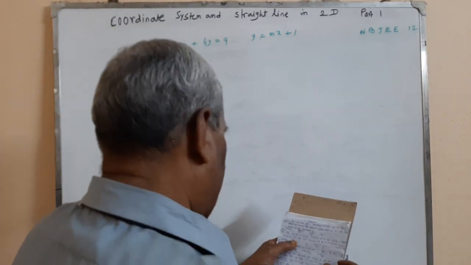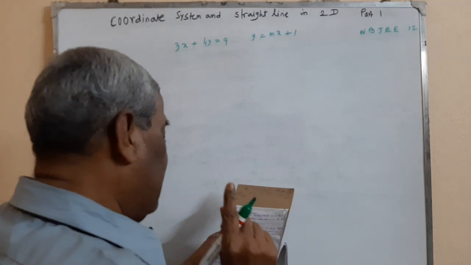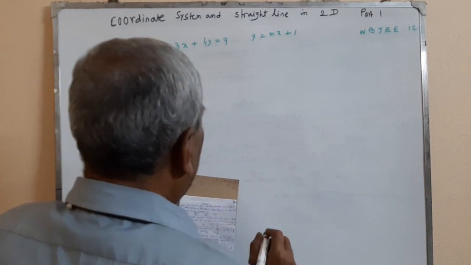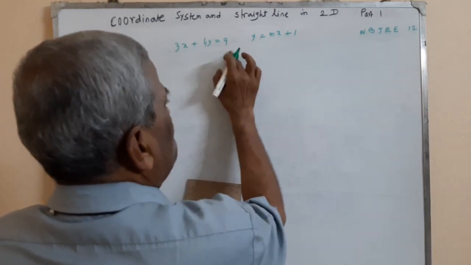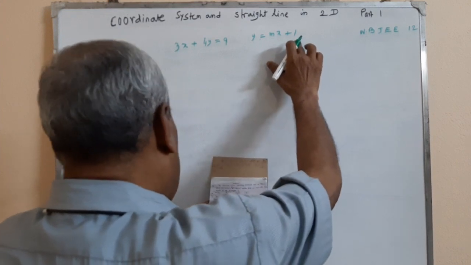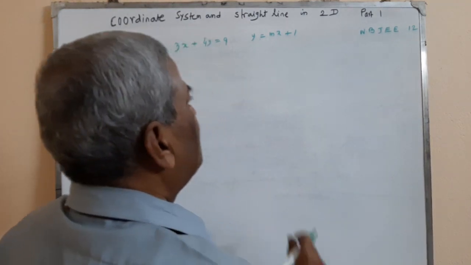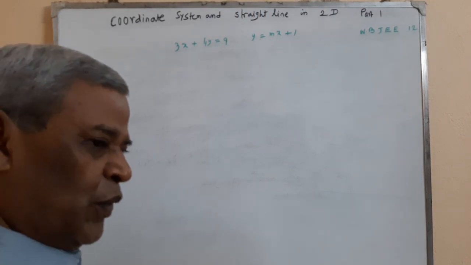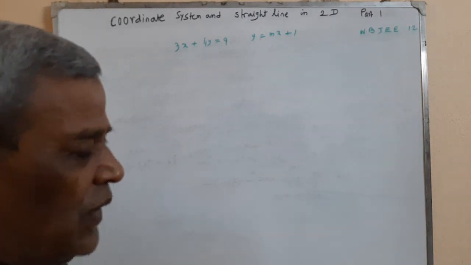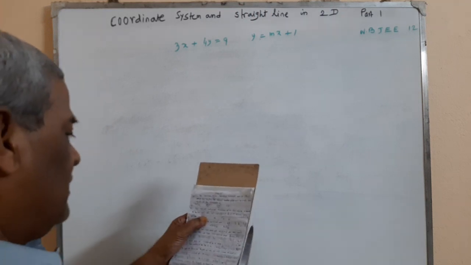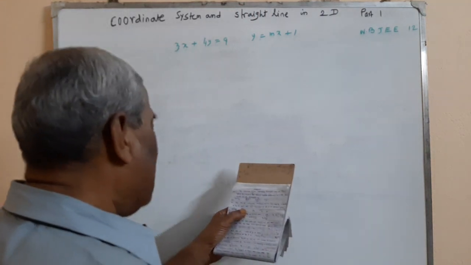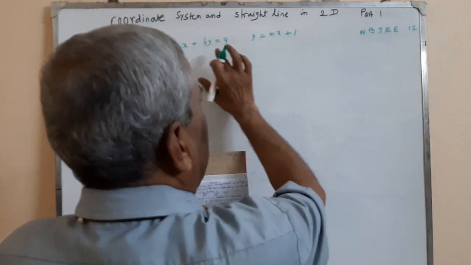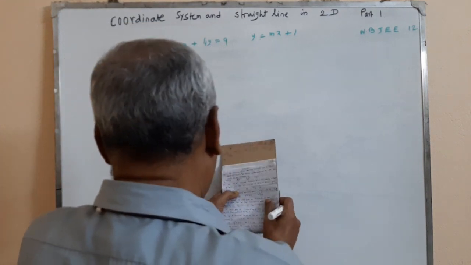So once again I am repeating the problem. The number of integral values of m for which x coordinate of point of intersection of these two straight lines are also integer. This is a straight line, this is a straight line. Solving them, we get one point, x and y. We have to find how many such values of m which are integer so that point of intersection are also integer.